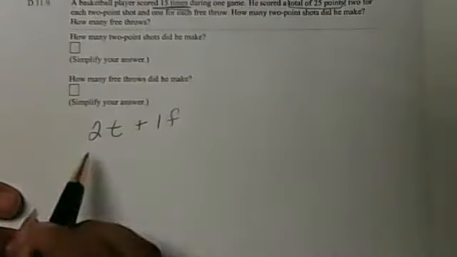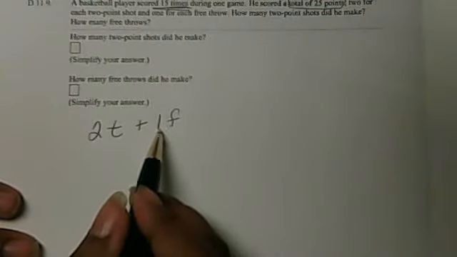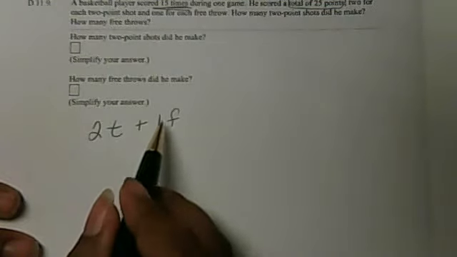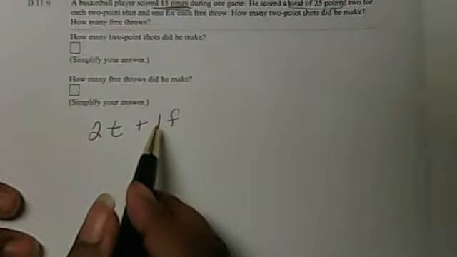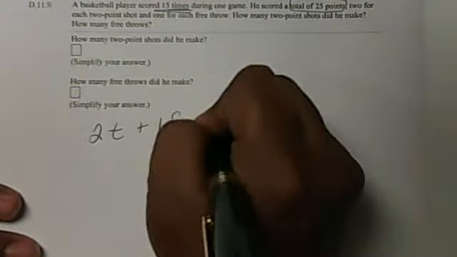So you get 2 for each 2-point shot. So I'm going to get 2 points for each 2-point shot, which I'm using the letter T for 2-point shot. Plus, I'm going to get, and I'm going to put the 1 here for dramatic effect, 1 for each free throw. Now, when I add up how many ever 2-point shots I take and how many ever free throws I take, I'm going to get a total number of points. In this case, it was 25.